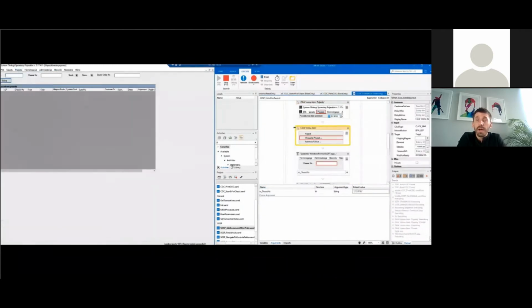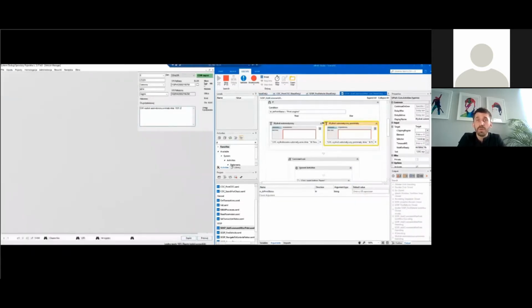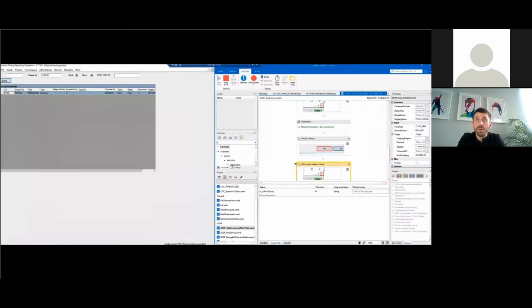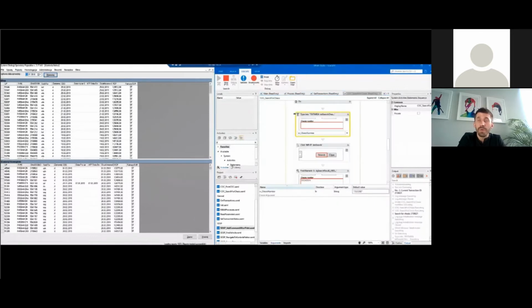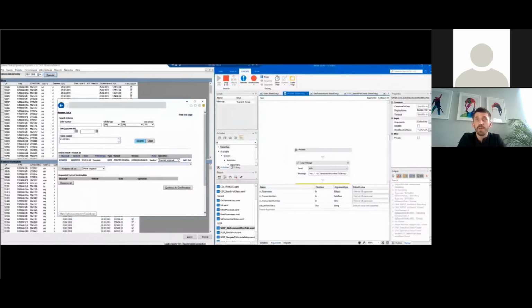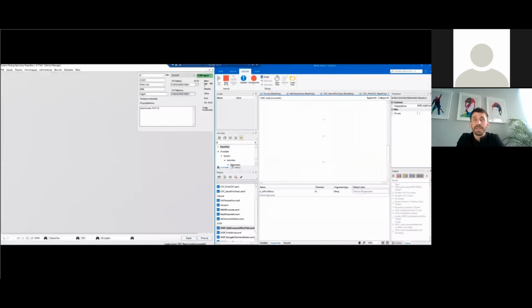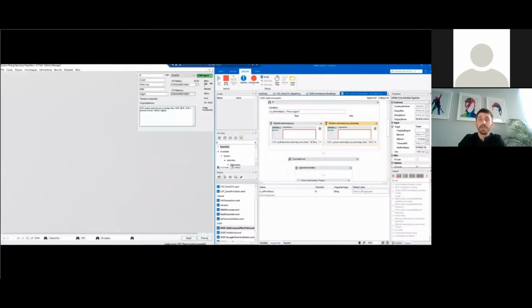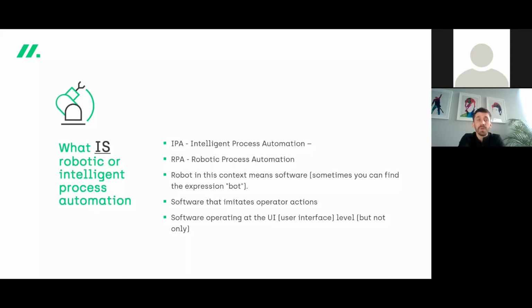So our software robots are working on the user interface, and the main goal is to do exactly the same as what the operator of the application is doing. So the robot is clicking buttons, filling text fields, moving some data, copying data, and so on. So the first question, what is robotic process automation or intelligent process automation?